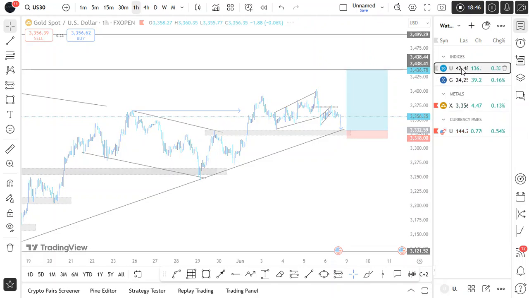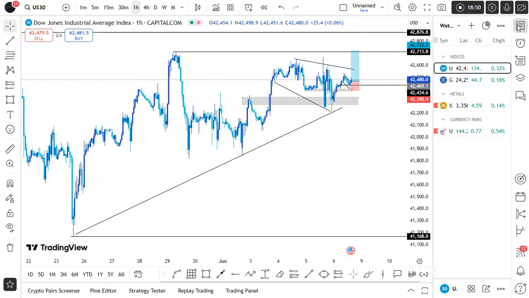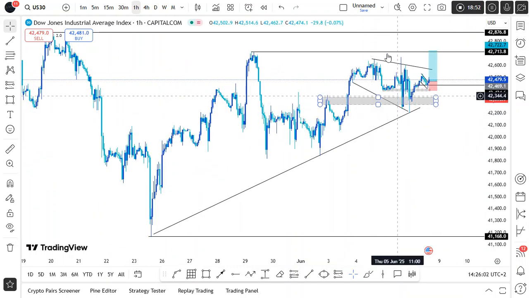Then on US30, I said it's a buy. Yeah, on US30, it's a buy, and I'll be trading this one for today. And I'll trade USD JPY. On gold, I'm not that sure of it. But I think maybe, I'll just see.